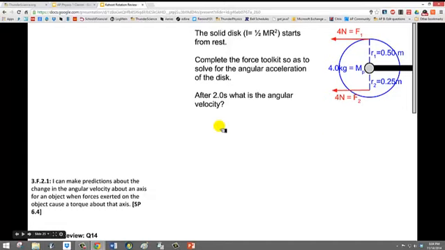Okay. And if I misspoke earlier, the acceleration for the previous question should have been in radians per second squared. All right, and that's it.